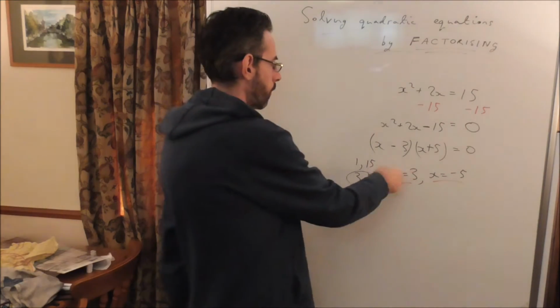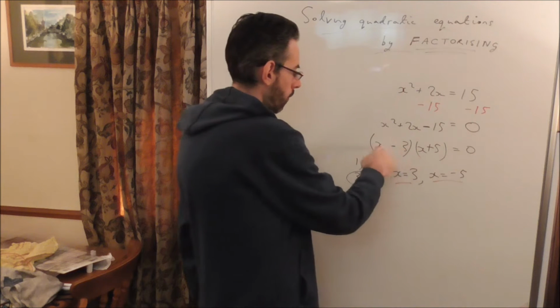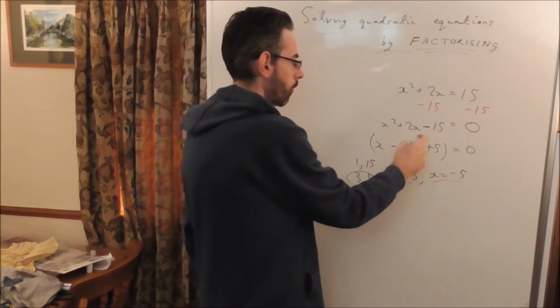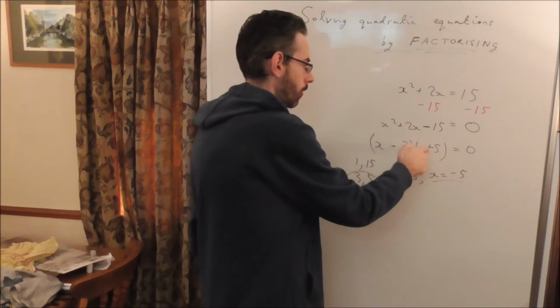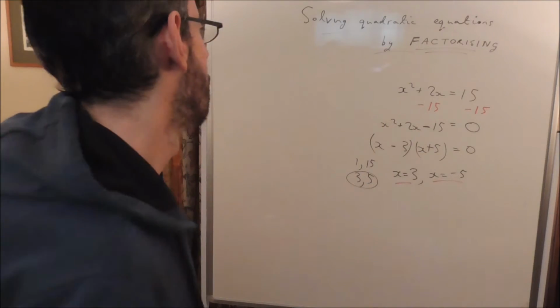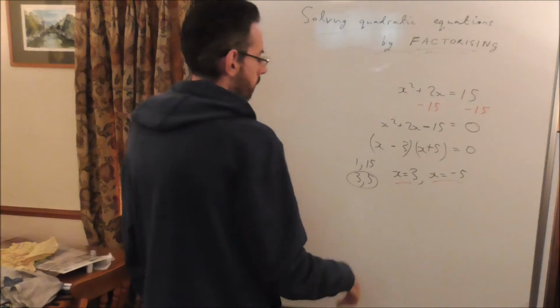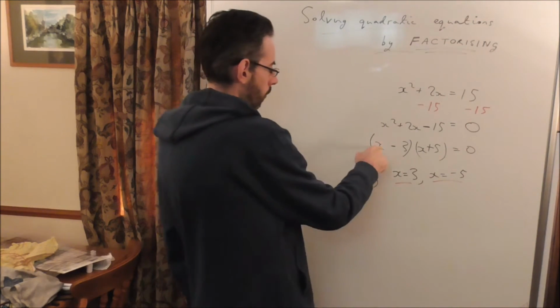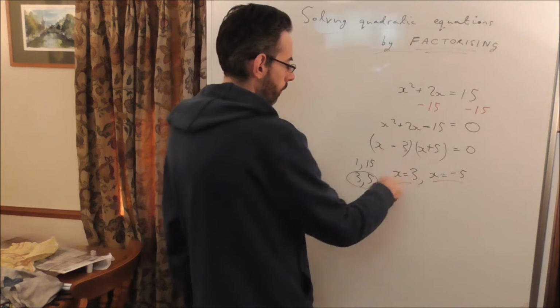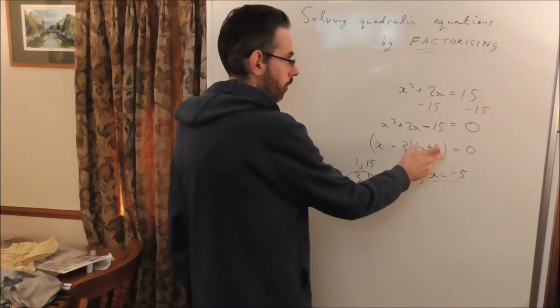You can see they work because if you put 3 into this expression, 3 take away 3 is 0. 3 plus 5 is 8. So this bracket is 0, this bracket is 8. 0 times 8 is 0. So 0 times anything is 0. So 3 works when you put it in here. When you put minus 5 in, minus 5 take away 3 is minus 8. Minus 5 plus 5 is 0. So this bracket is minus 8, this bracket is 0.